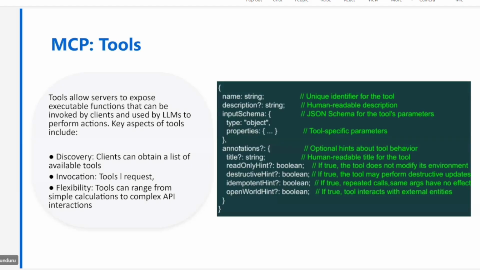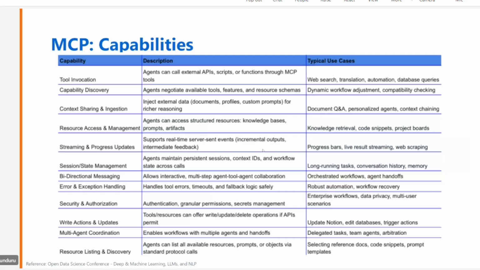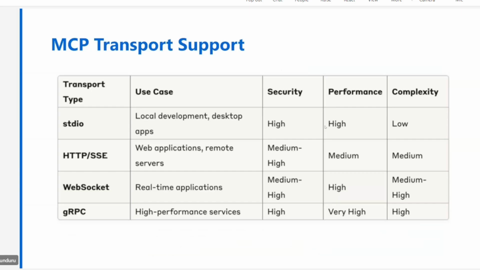One thing is what the MCP server is supporting. MCP capabilities: tools invocation, capability discovery, context sharing and injection, resource access management, streaming and progress updates, session state management, bidirectional messaging, error and exception handling. MCP supports security and authorization, multi-agent coordination, and resource listing and discovery.